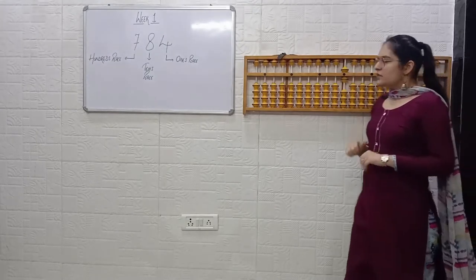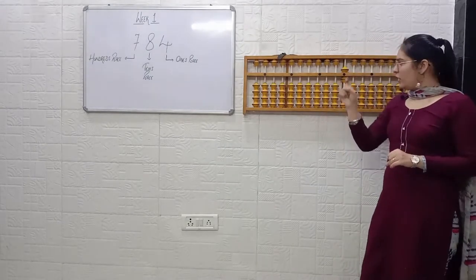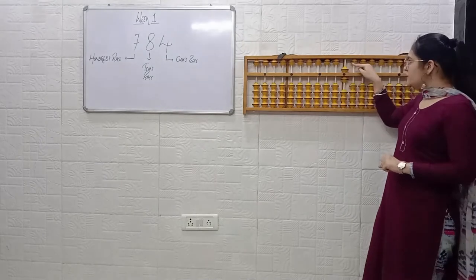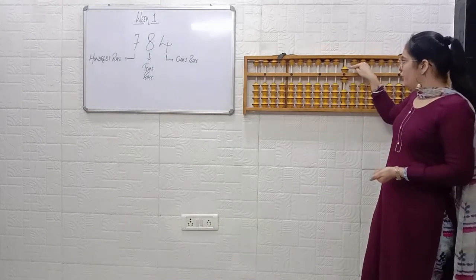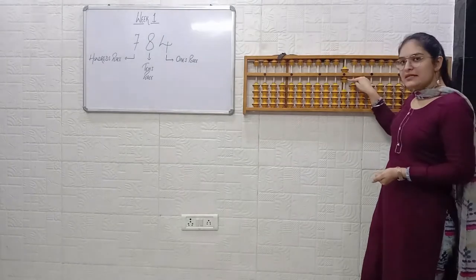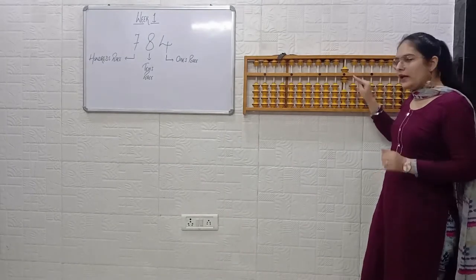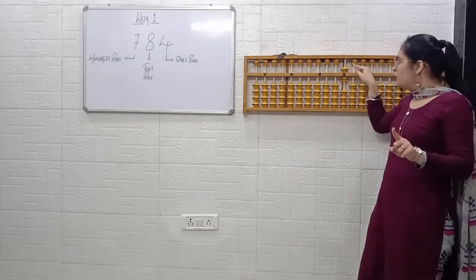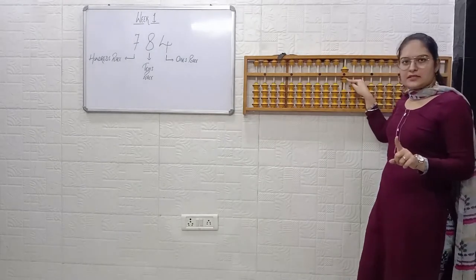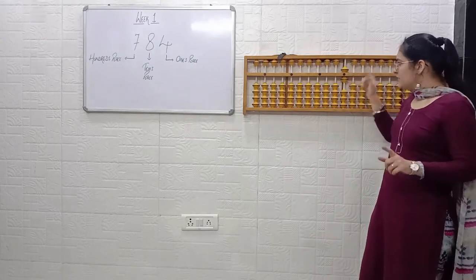Next. So, ab hum isko kaise read karenge? You have to use your index finger. First, we will read this and then we will move to earth bead. 5 and 6. 5 and 1 nahi bolna aapne. You are not supposed to say 5 and 1. No. 5, 6. Okay? So, answer is 6.